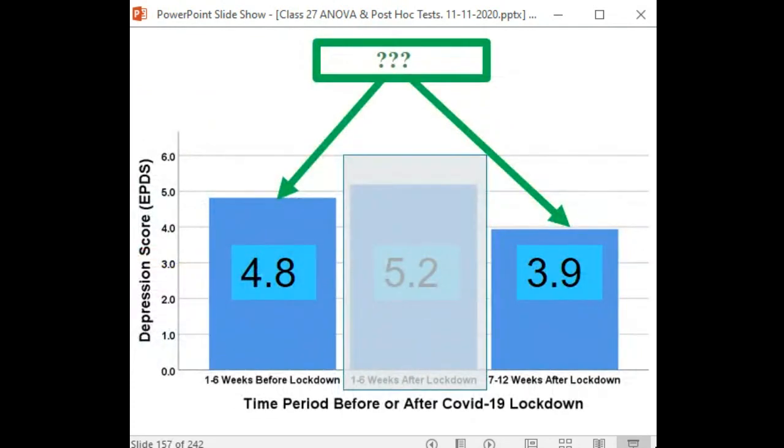So these are the two groups being compared now. The bar on the far left represents women who were measured 1 to 6 weeks before the lockdown, and their mean depression score was 4.8. The bar on the far right represents women who were measured 7 to 12 weeks after the lockdown, and their mean depression score was 3.9.